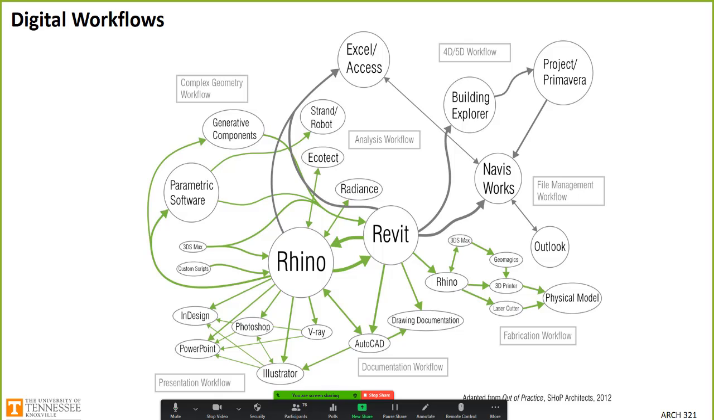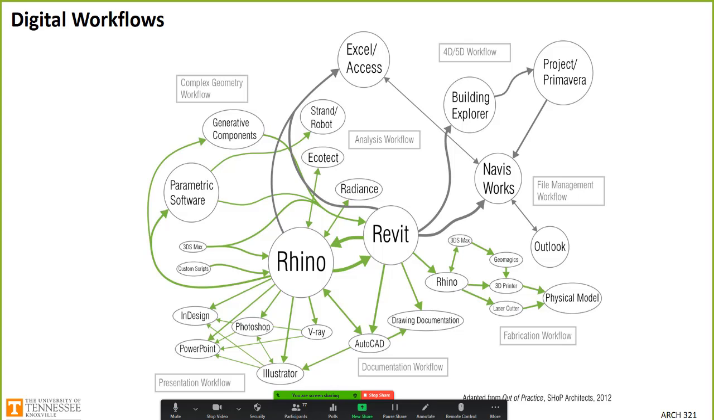This is one that they put together of all the different software and how they interact and what they use them for. But it's a good overall layout of the different things that an architect can do, and probably will do, in the process of designing and getting a building finished. So you can see that there are several different workflows highlighted with those boxes.